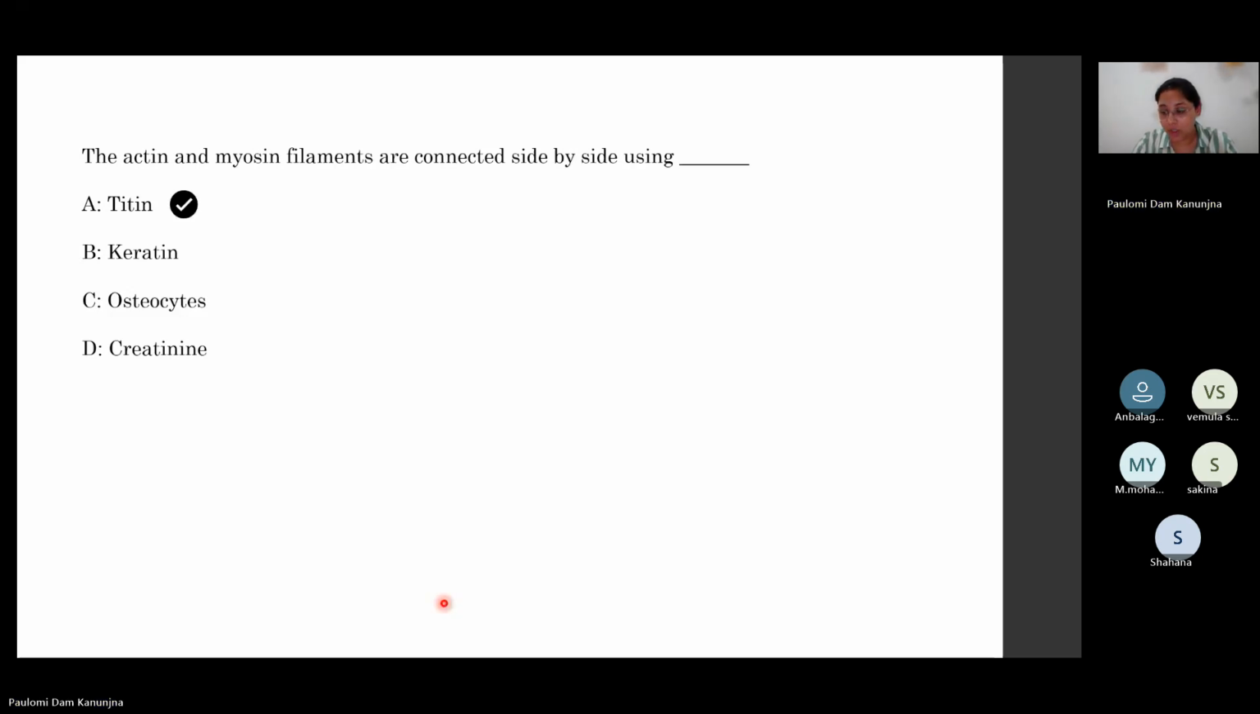It's titin. Okay, so this titin basically connects the myosin thick filaments and the actin, and they are basically helping in the alignment of the sarcomere. And keratin, we all know, is found in the integumentary system, which is skin, hair, and nails. Osteocytes are basically bone cells, not muscles. And creatinine is a waste product of your muscle metabolism, not a structural protein. Titin is a structural protein.